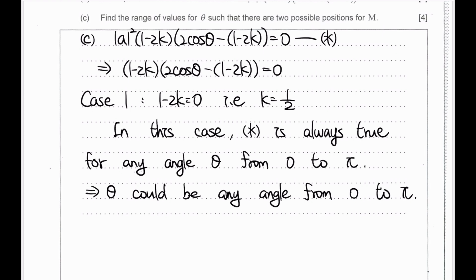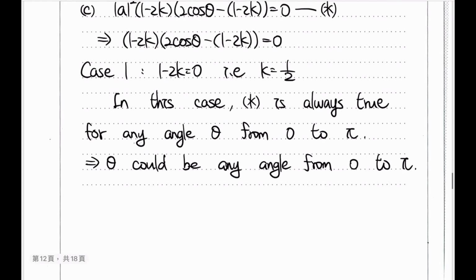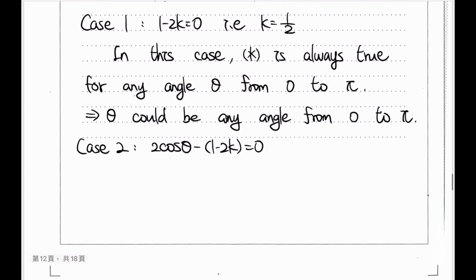Now we're going to look at the second case, case 2. In this case, 2 cosine theta minus 1 minus 2k is 0. So this implies that cosine theta is equal to (1 minus 2k) over 2. In order to find the range for theta, we can first find the range for cosine theta.